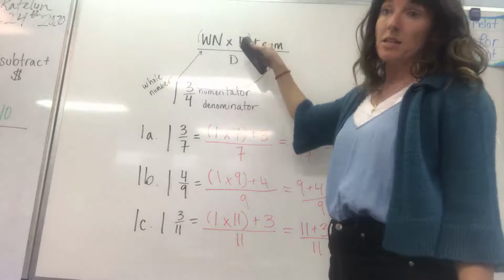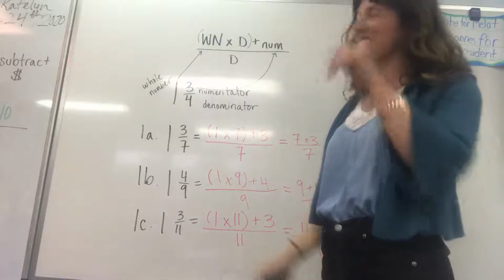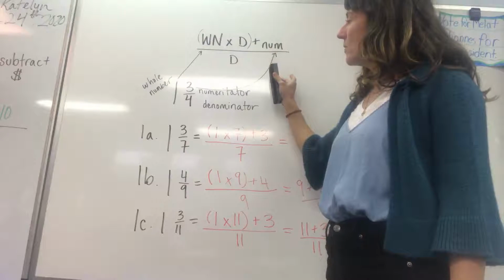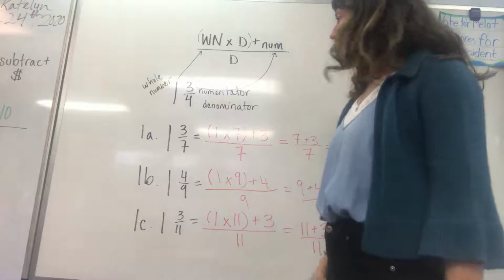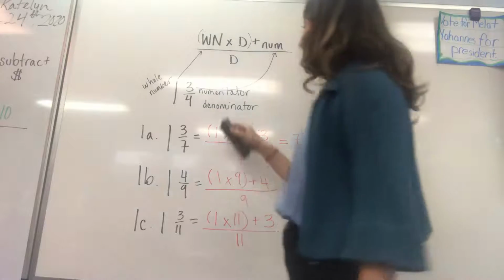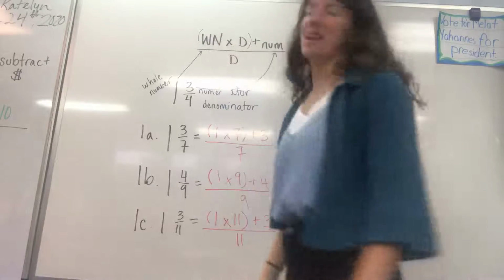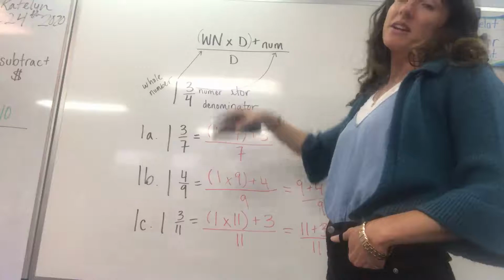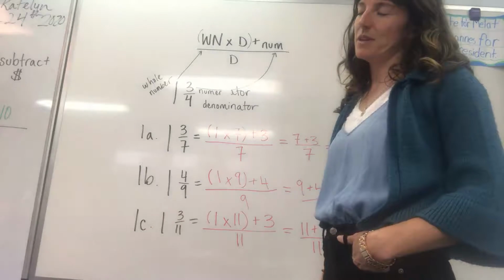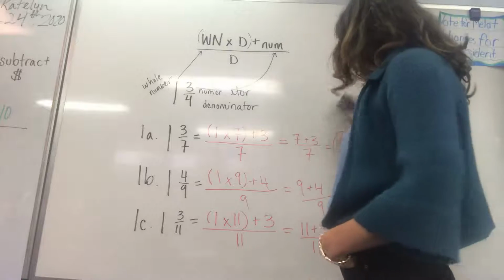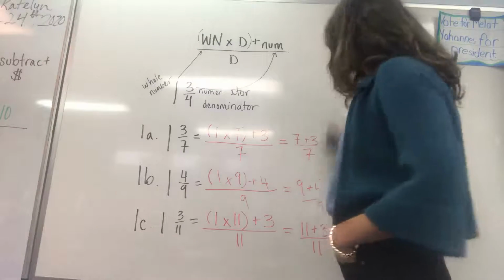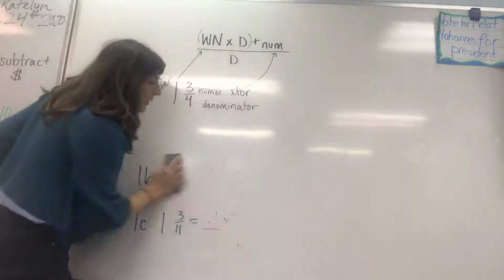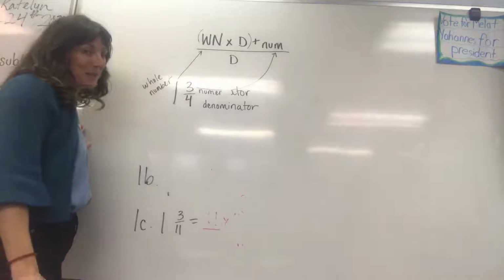WN times D plus num over D. Okay, which stands for whole number times denominator plus numerator. No, I wrote numerator. I was like, something is so wrong with this right now. Whole number times denominator plus numerator over denominator. Gosh, I chose the wrong time to give up coffee. Okay, I'm keeping that up there for you. Copy it into your book now. Thank you for trusting me and obeying me.